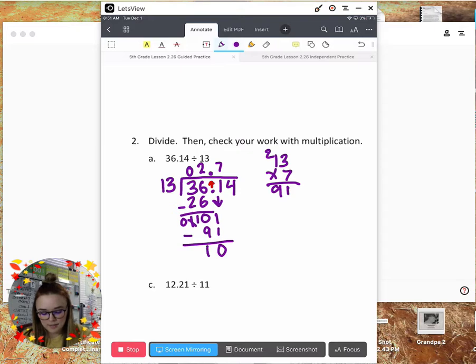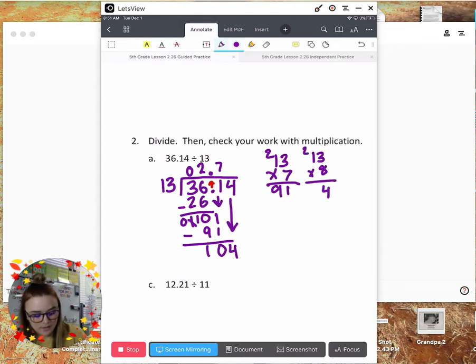And 10 minus 9 gives us 1. We bring down our 4. And now we need to continue dividing. So 91 is pretty close to 104, so let's try 13 times 8. 8 times 3 gives us 24. 8 times 1 gives us 8, plus 2 more gives us 10. Perfect. So our 8 goes to the top, we subtract 104 and get 0. So our final answer here is going to be 2 78/100.